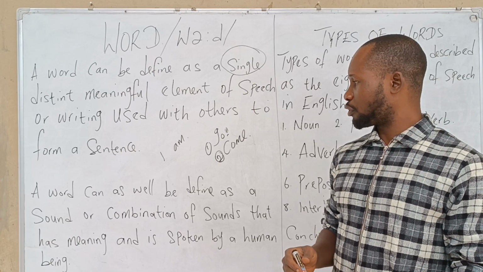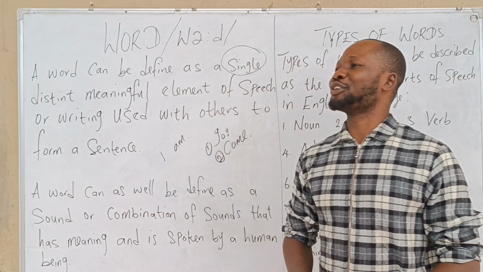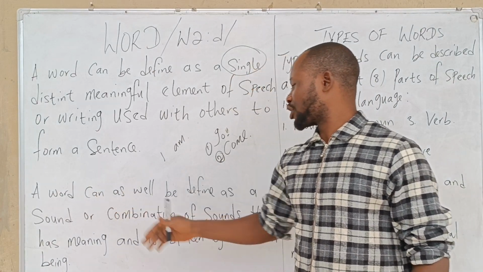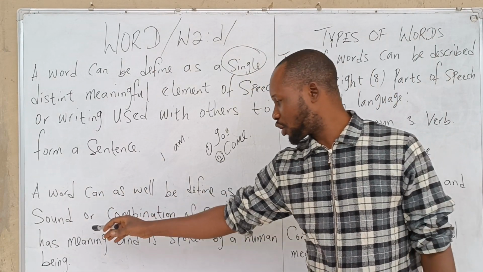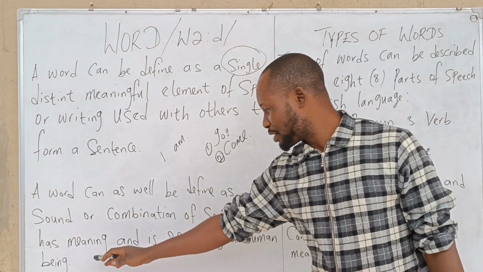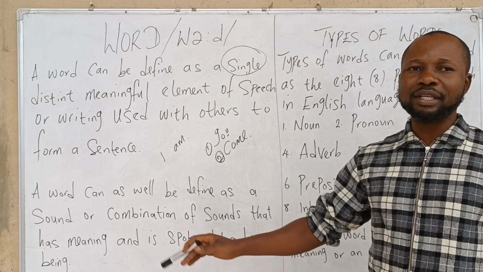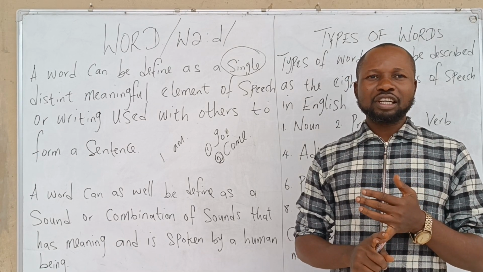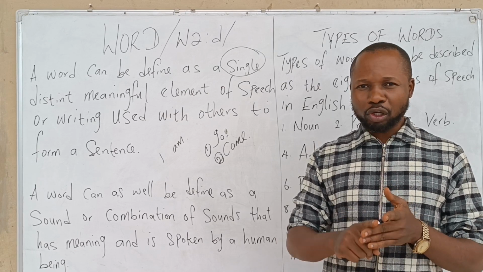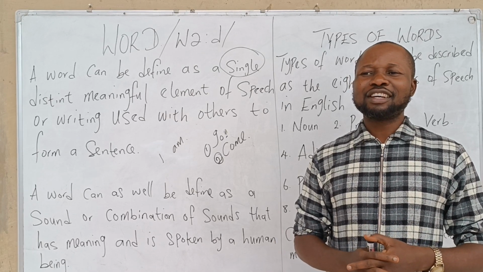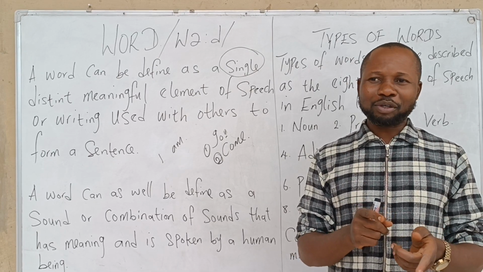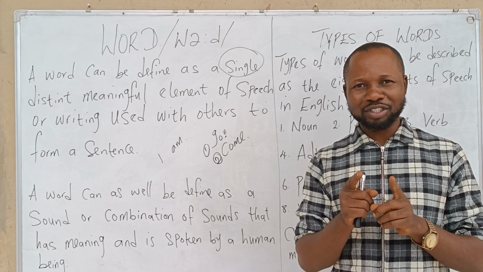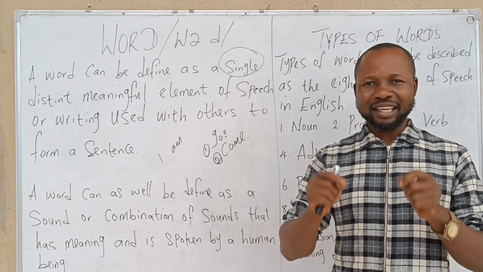Now, without taking much of your time, let's look at another definition of a word. A word can as well be defined as a sound or combination of sounds that has meaning and is spoken by a human being. So another definition is that it must be a sound, it must be combined or spoken by a human being. So that means not every sound can be called a word, because even animals make sound. So a word is a sound that has meaningful meaning spoken by a human being.